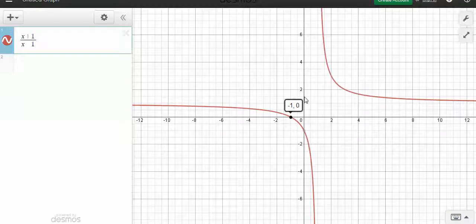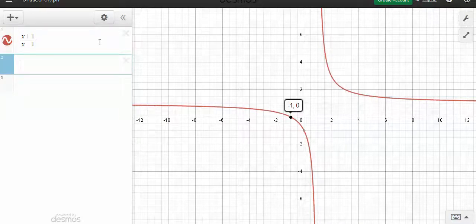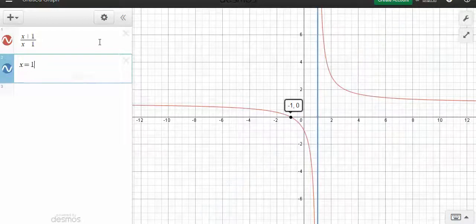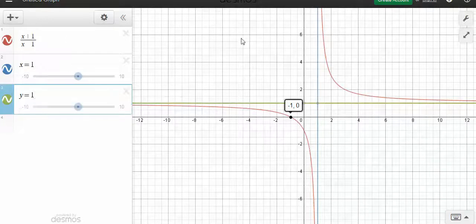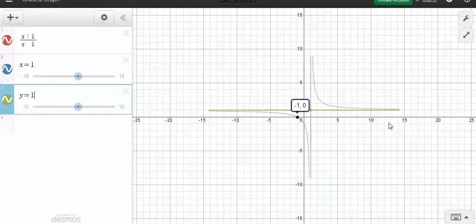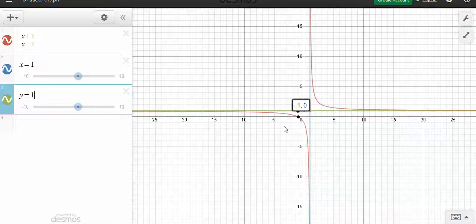Yeah, see? There's a horizontal asymptote and a vertical asymptote. If you want to see those things a little better, maybe I'll draw in the lines. I said that the vertical asymptote would happen at x equals 1. See, this vertical red line will get closer and closer to it and never touch. And I also said the horizontal asymptote happens at y equals 1. You can see that green line is an asymptote, and this red curve will get closer and closer to it.